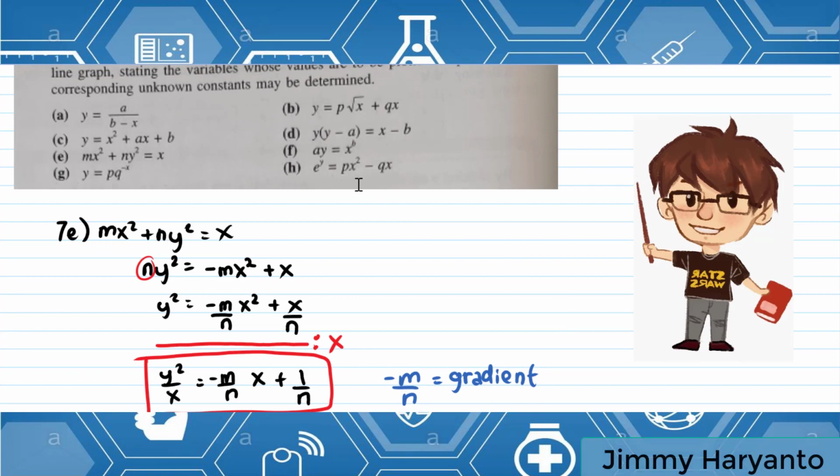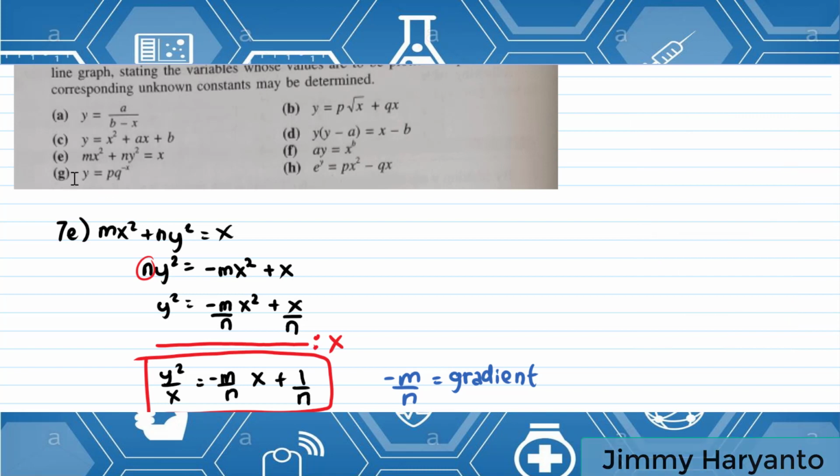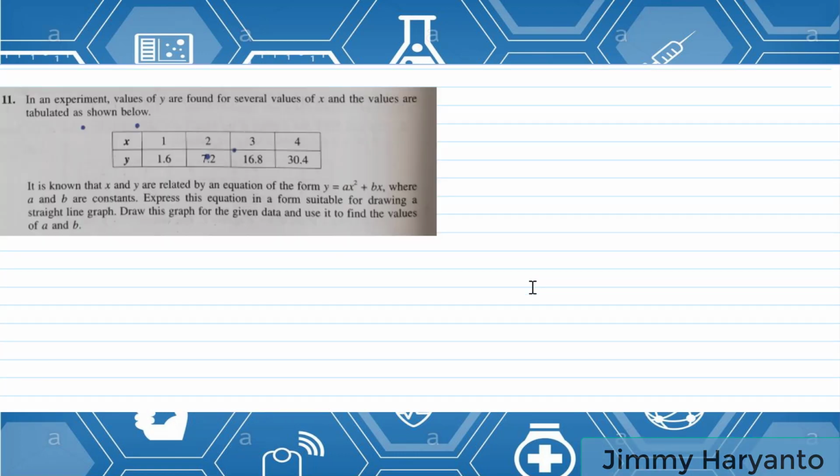For number f, number f later. G is not yet. H is also not yet. So we will continue to number 11.